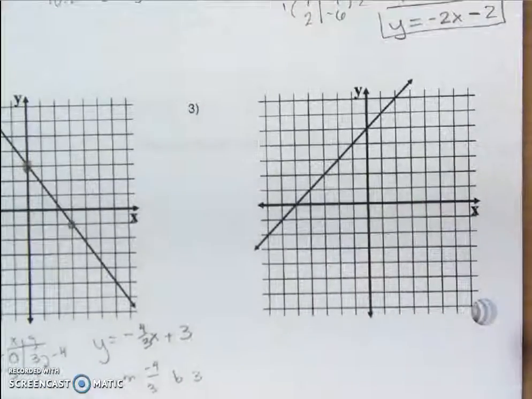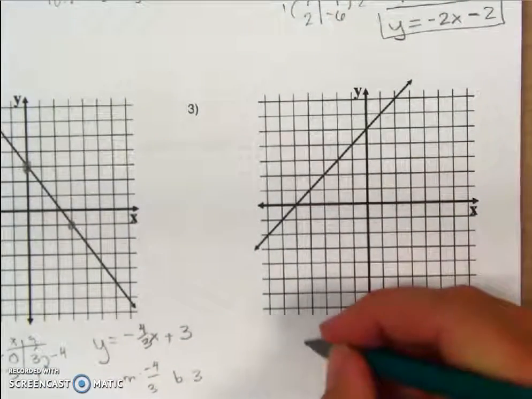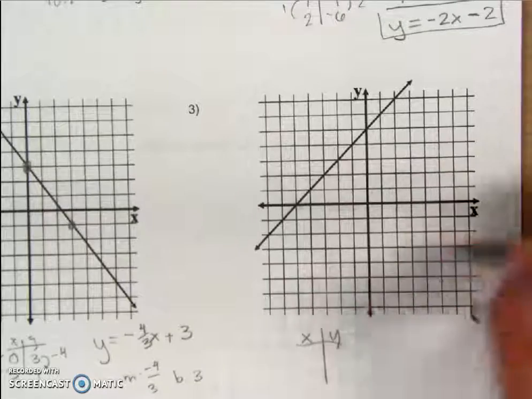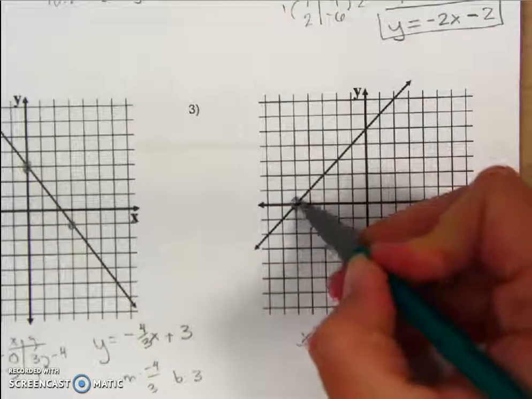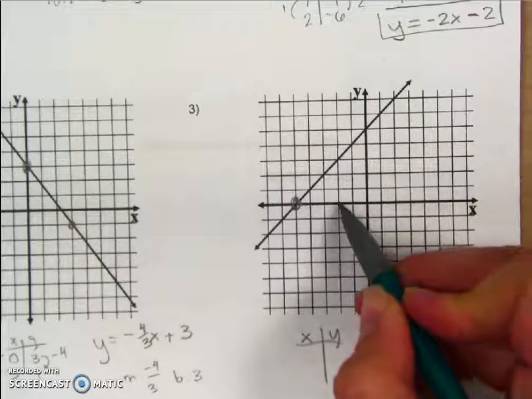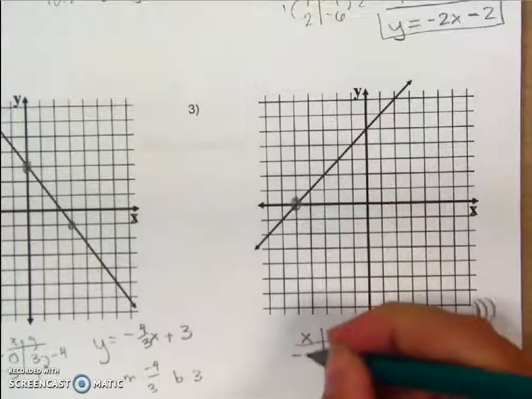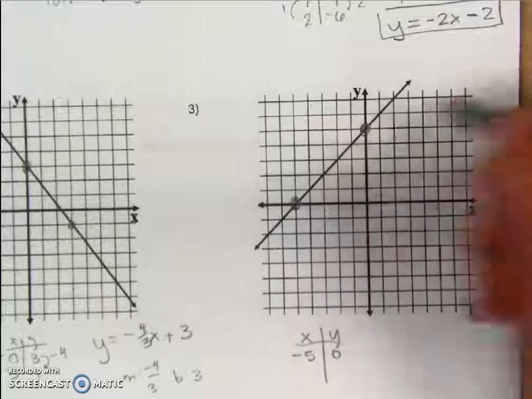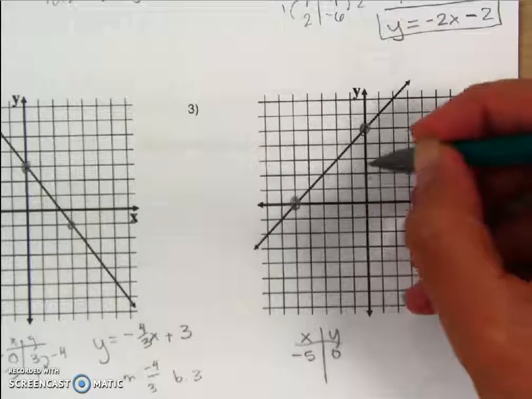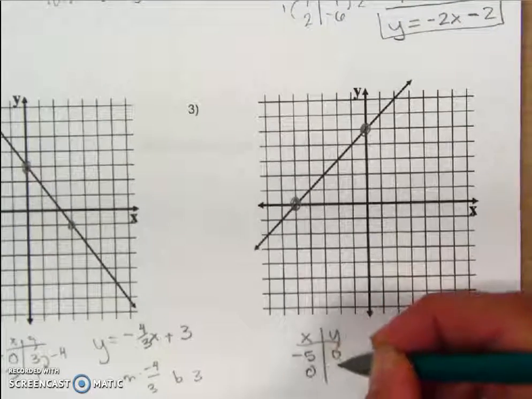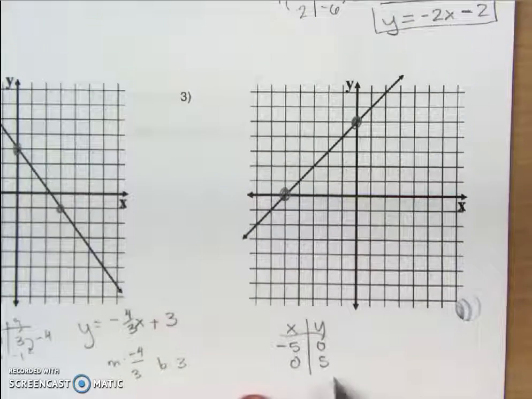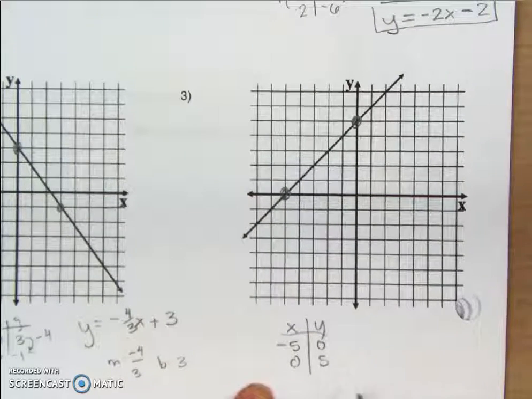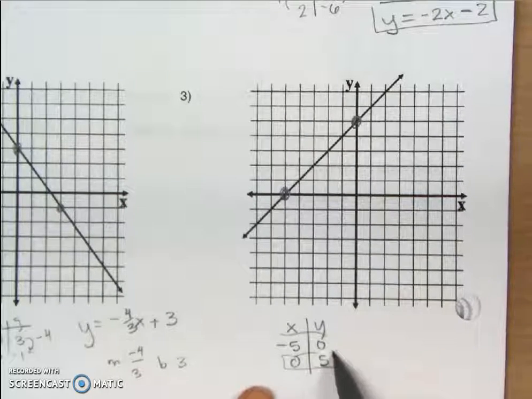All right, number 3. Let's write down the points we see. X and y. I see this one. Let's name that point. 1, 2, 3, 4, 5. So that's at -5, 0. And I see my initial value up here, 0, 1, 2, 3, 4, 5. 0, 5. All right. Well, which one of those is the initial value? Remember, the initial value is the one where x is 0.